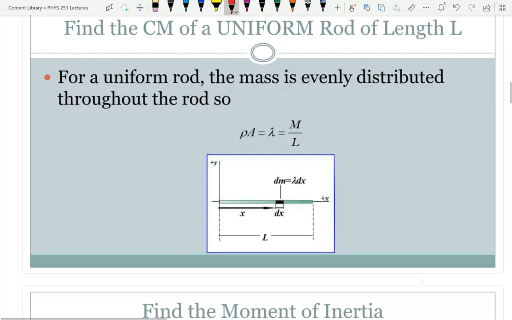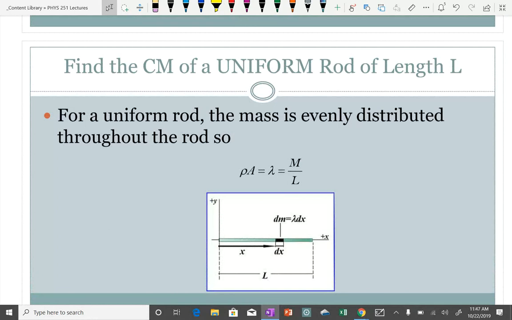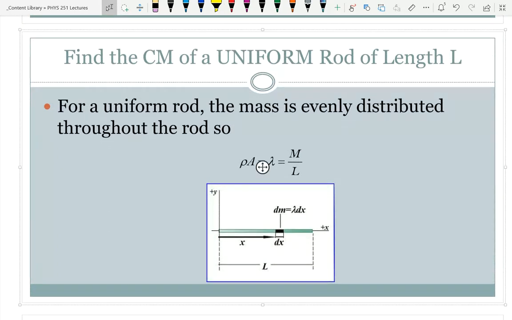So let's just do some problems. Find the center of mass of a uniform rod of length L. What does the word uniform mean? The same throughout. That means the density is constant everywhere in that rod. The mass per unit volume is constant everywhere. This rod also, just by the definition of a rod, has the same diameter all the way down, which means the cross-sectional area will be constant. So we can use that simplification.